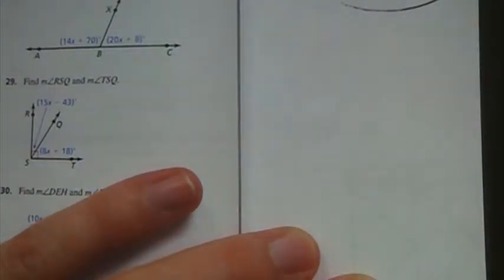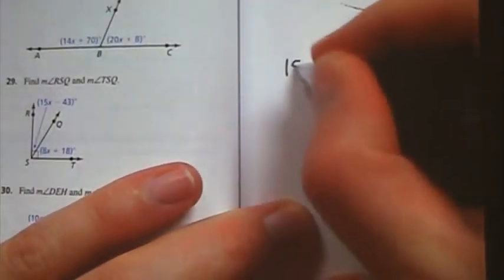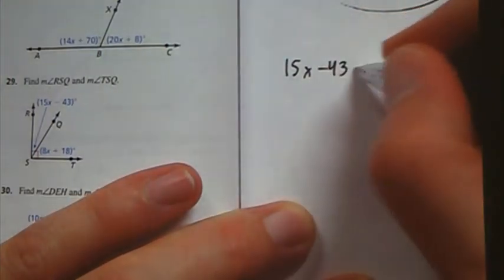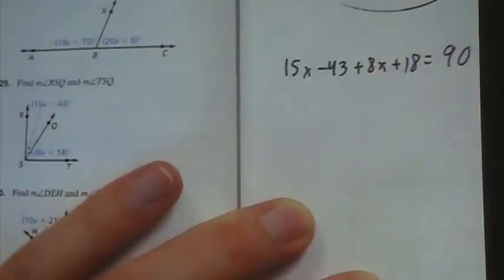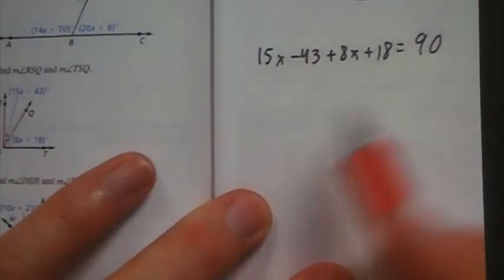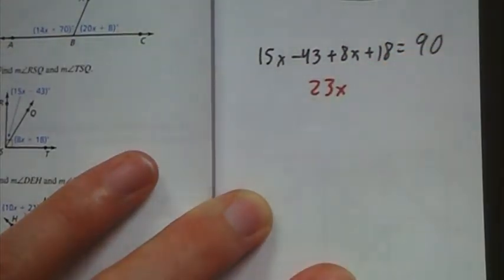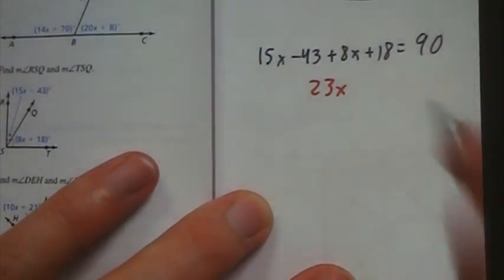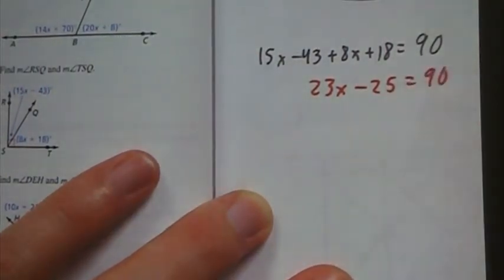What do we call those angles? Oh, we're going to talk about that tomorrow. But they're called complementary. So we go 15x minus 43 plus 8x plus 18 equals 90. Put that 90 in the corner. From here, we really don't need our picture anymore to solve this. Combine your x's. Combine your numbers. Ooh, that's a negative. What's that gonna be? Negative 43 plus 18. If you're not sure, check your calculator. I think it's negative 25. And then from here, we're just gonna solve.